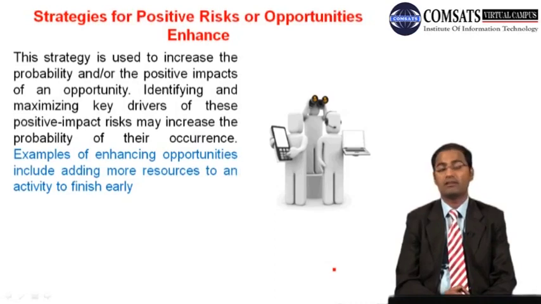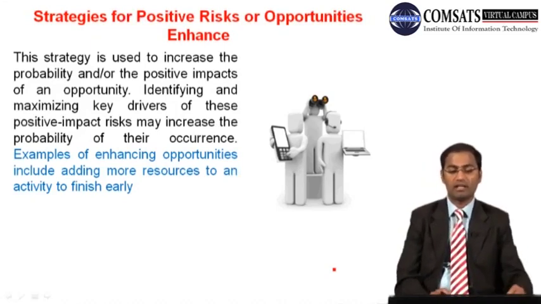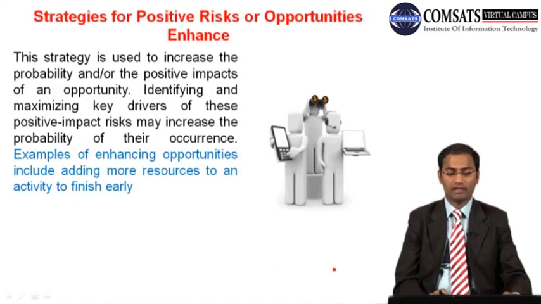Enhancement. The third strategy for positive risk is to enhance. This strategy is used to increase the probability and/or positive impacts of an opportunity. Identifying and maximizing key drivers of these positive impact risks may increase the probability of their occurrence. Examples of enhancing opportunities include adding more resources to an activity to finish early.